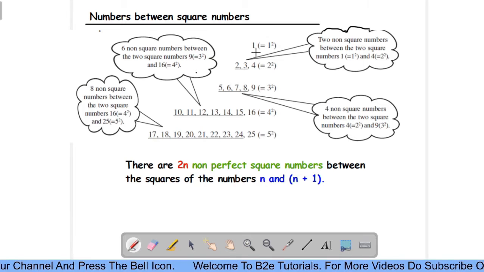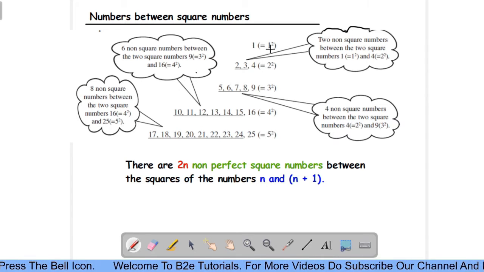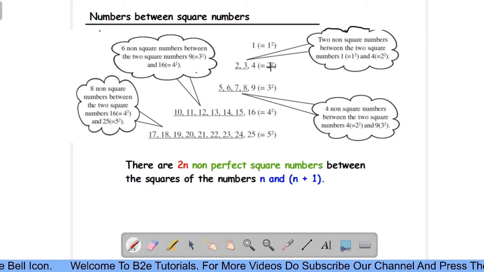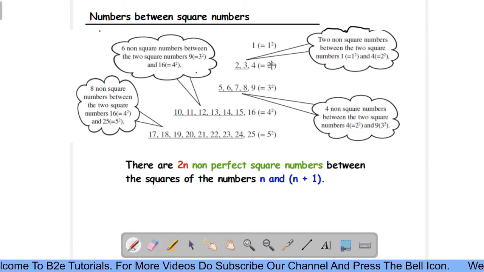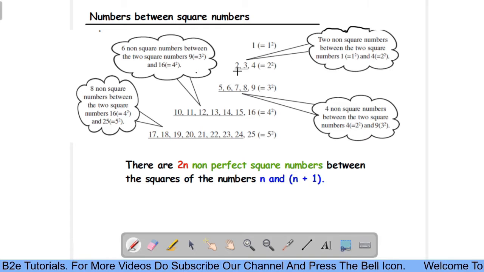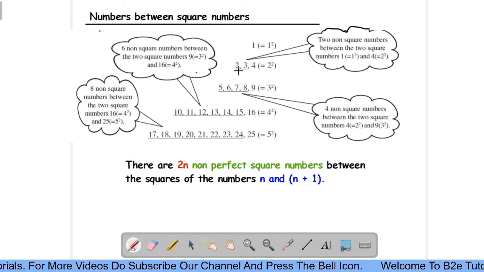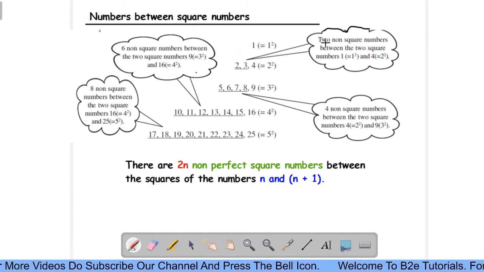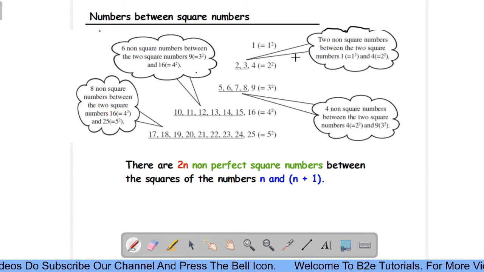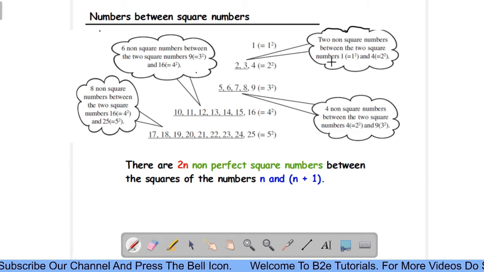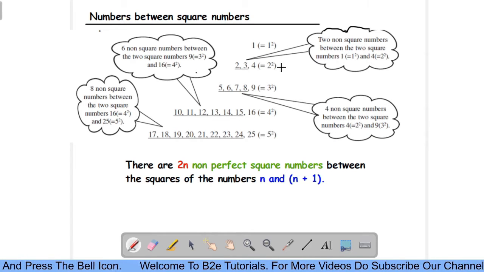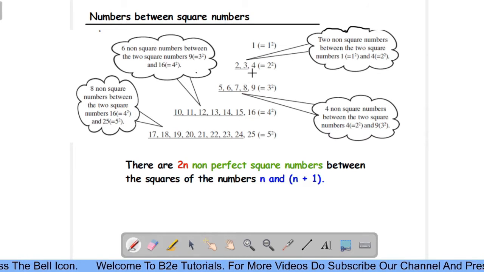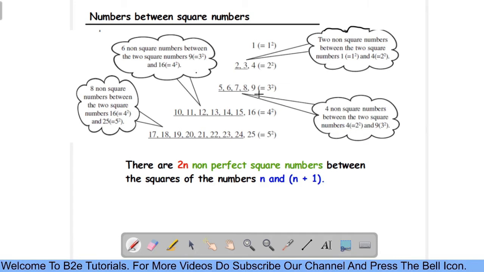You see here, the square of 1 is 1 and the square of 2 is 4. So between 1 square and 2 square there are two non-square numbers, that is 2 and 3. That is, two non-square numbers between the two square numbers, 1 square and 4, that is 2 square, are 2 and 3.